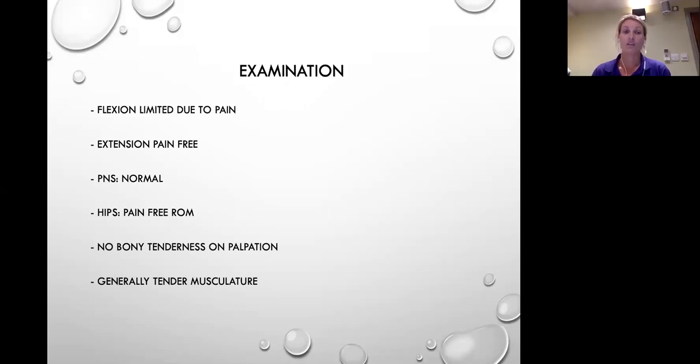Examination-wise, showed that she was actually quite limited in flexion during her pain. She probably could reach about 20 to 30 degrees. Extension was pain-free, and the rest of her neurology was fine. We then looked at her hips and found that she had a full range of movement, no pain. And actually palpating the lumbar spine was unremarkable again, but the musculature of her back was particularly tender.